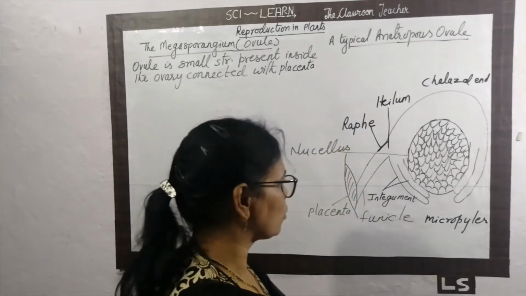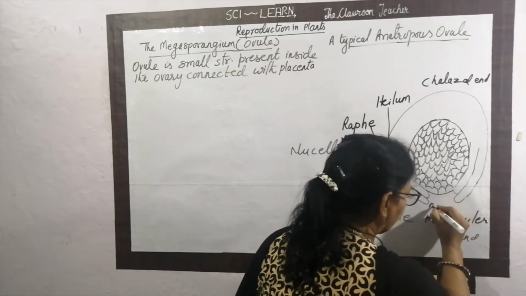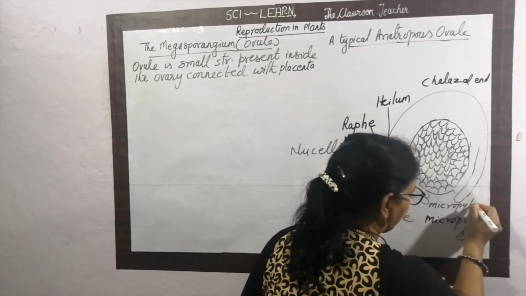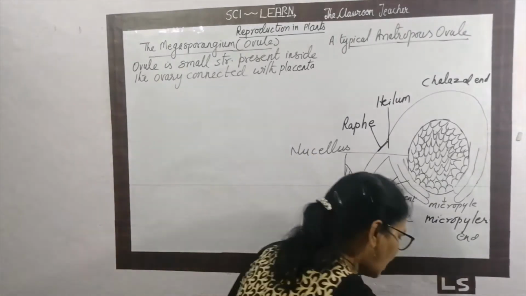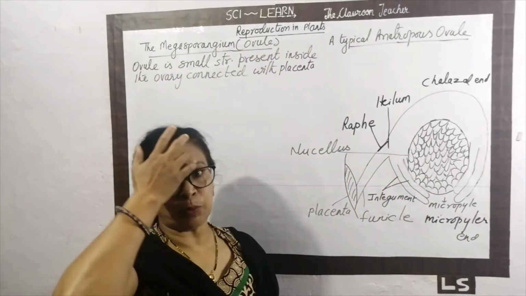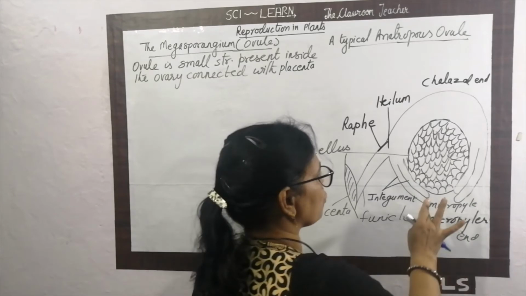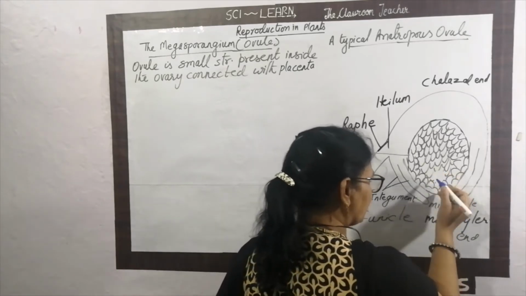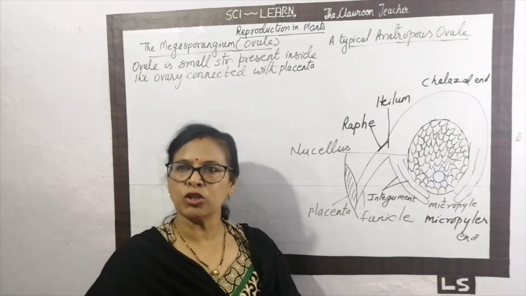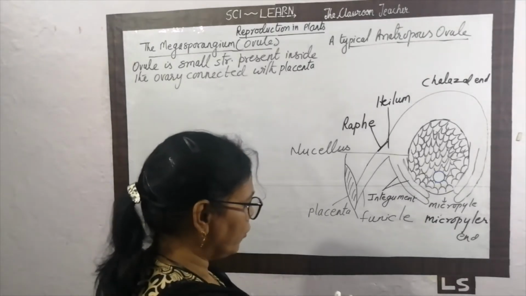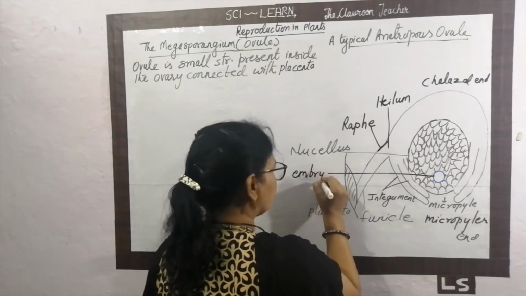Okay, you must remember, this is the micropylar end, and this is called the micropyle. Inside this nucellus, a large number of prominent megaspore mother cells are present. But one megaspore mother cell plays the important role in the development of the megaspore, the one which is present very close to the micropylar end, which further develops to form the embryo sac.